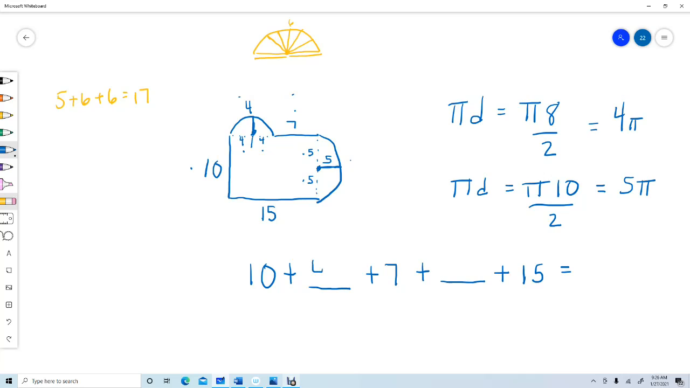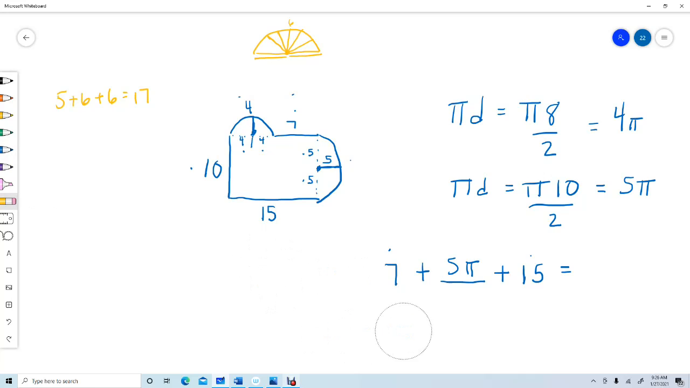So I can add in 4 pi and 5 pi. I'm going to combine my constants, 10, 7, and 15. That's 17 and 15, that is 32, plus 9 pi. That's how you would calculate the perimeter of these shapes.